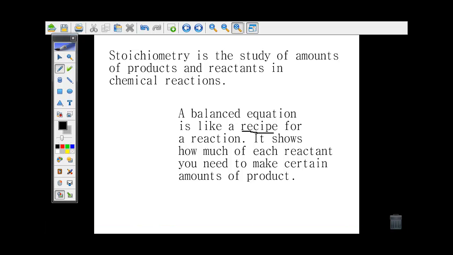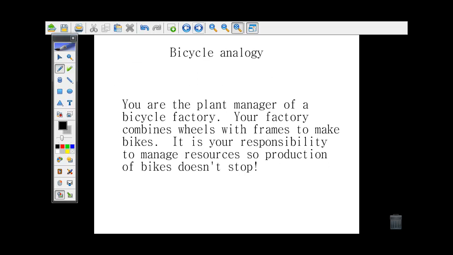Have you cooked before? I like to cook. I made some really good chocolate chip cookies the other day. Lots of chocolate. A balanced equation is like a recipe for a chemical reaction. It shows how much of each reactant you need to make certain amounts of product. Or you can, again, look at how much product you need and predict how much reactant you need. It works both ways. It's really cool. This is a great chapter. I give it a smiley face because it is so cool.